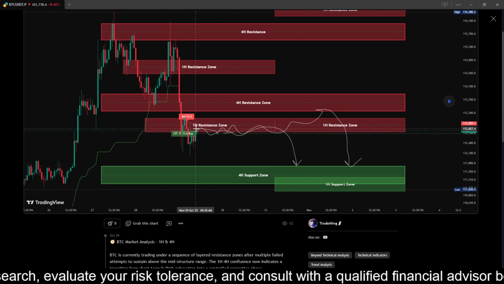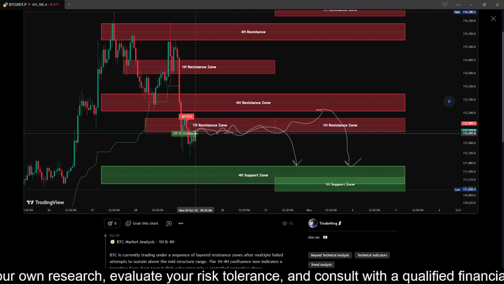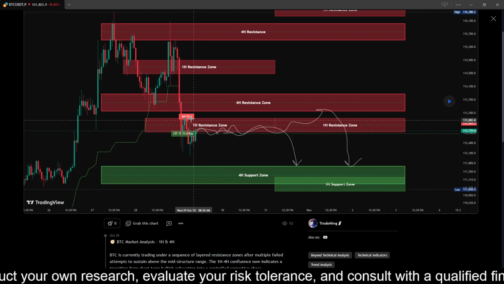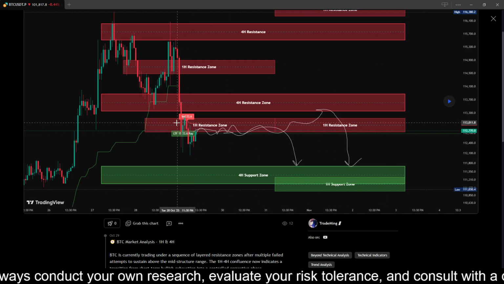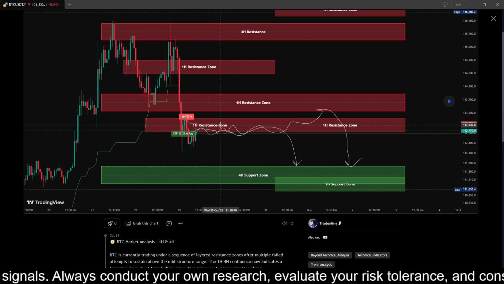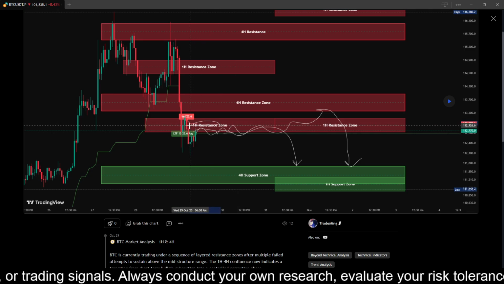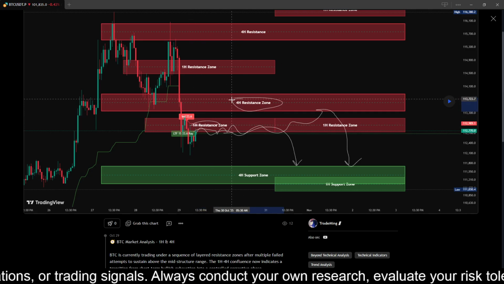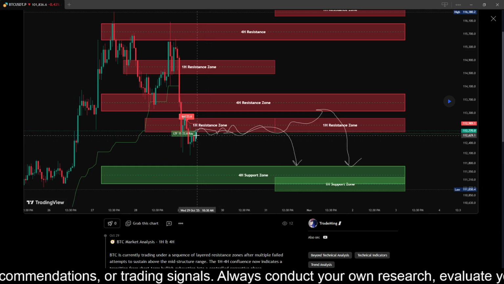So here in this case, when I made my analysis and shared it on this YouTube platform, the prices were here, trading just below this zone. This is the 1 hour time frame zone when I shared my analysis, and above this 1 hour time frame zone, we have a 4 hour time frame resistance zone. So price is below this zone.